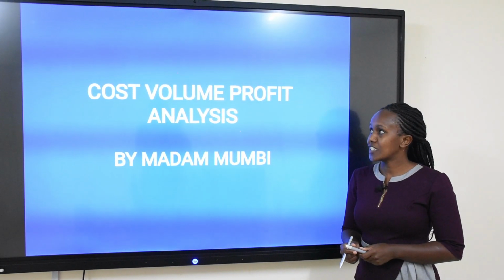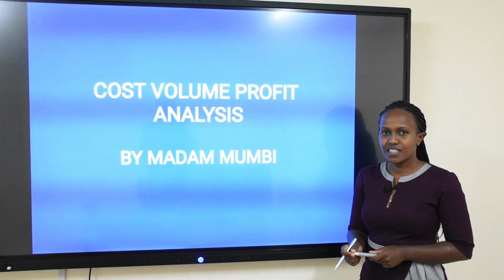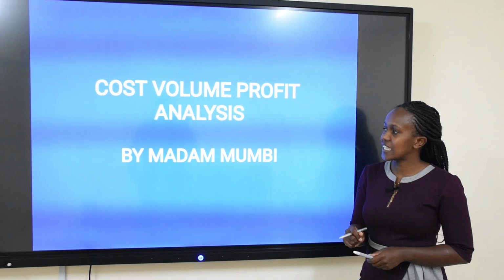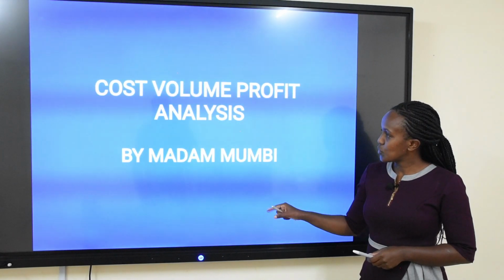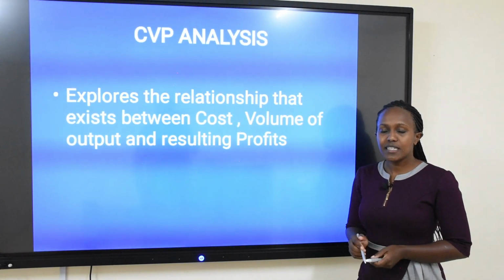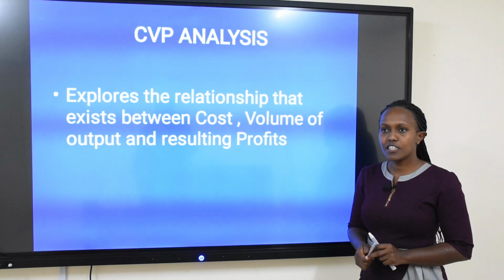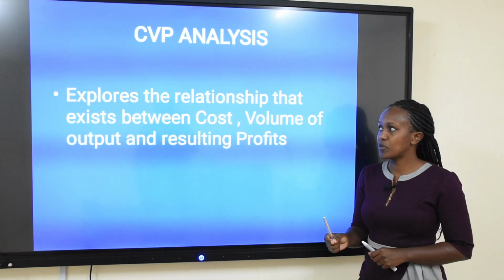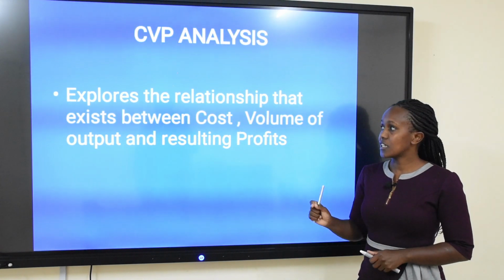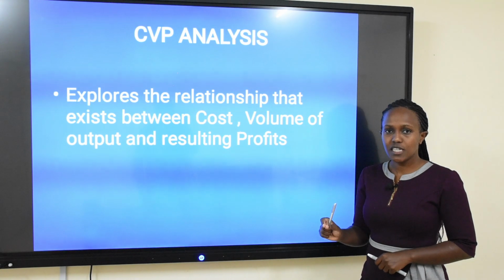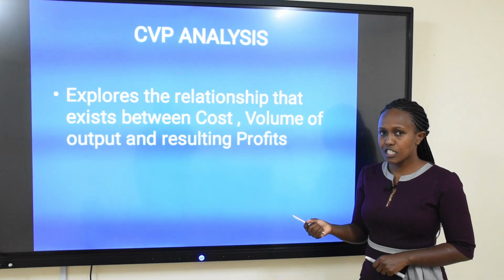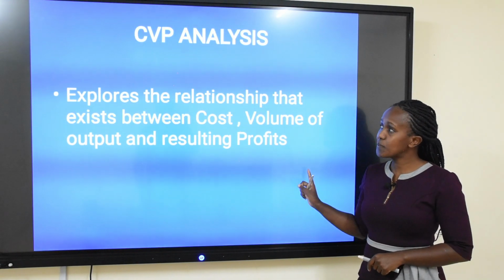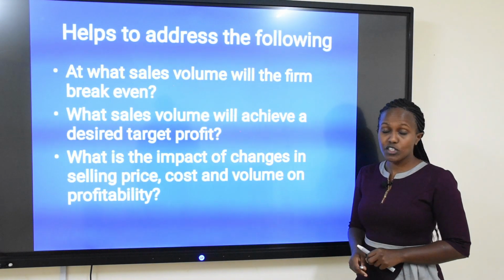Today we are going to be looking at CVP analysis, that is cost, volume, profit analysis. So to begin with, CVP analysis explores the relationship that exists between the three variables that we have mentioned. That is the relationship between cost, volume of output, and the resulting profits. It helps us to address the following questions.